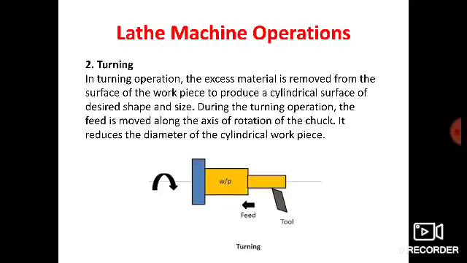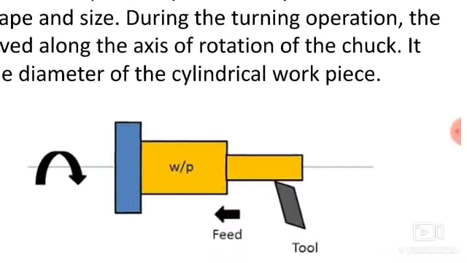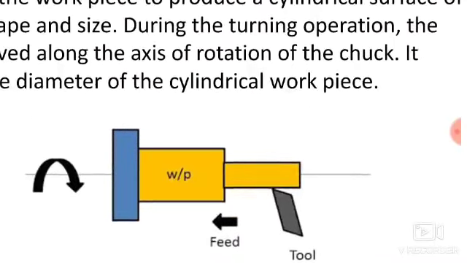During the turning operation, the feed is moved along the axis of rotation of the chuck. It reduces the diameter of the cylindrical workpiece. Turning is the second operation that we can perform on the lathe machine. In turning, we remove material over the surface, and by removing the material, we are reducing the diameter of the workpiece.